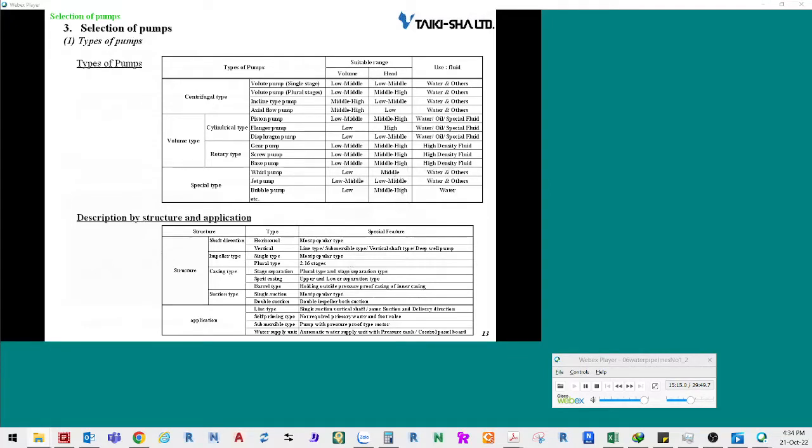Types of pumps. If you classify types of pumps based on operating principles, you will find that there are many types as shown on the slide. Pumps used at construction facilities, however, belong to the centrifugal type of volute pumps as shown in the upper table on the slide. If you classify them based on structure and application, the classifications are shown in the lower table on the slide.